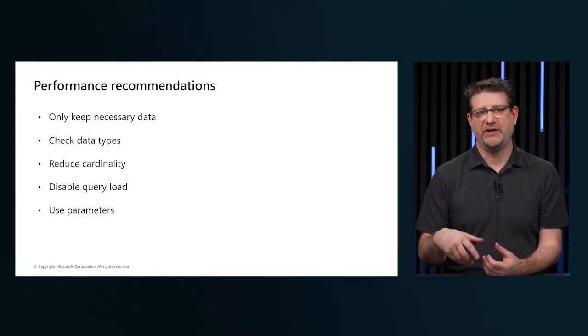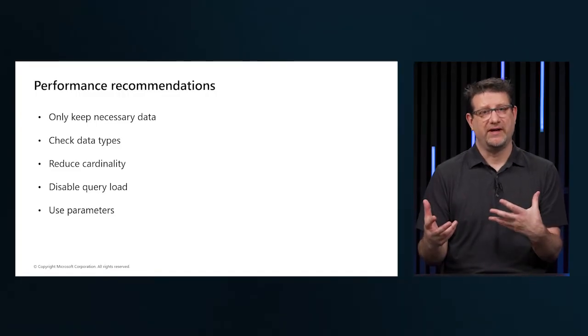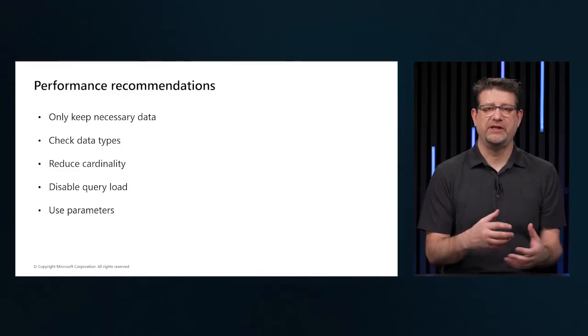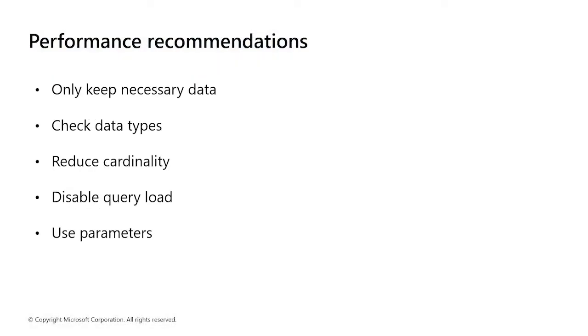Cardinality is how many unique values there are in a column. The more unique, the higher the cardinality, the worse the performance. So eliminating columns with unique values that are no longer necessary is important. Not all data also needs to be reloaded every time we refresh the data, so we can mark some data to not be reloaded, and this can improve our performance dramatically.